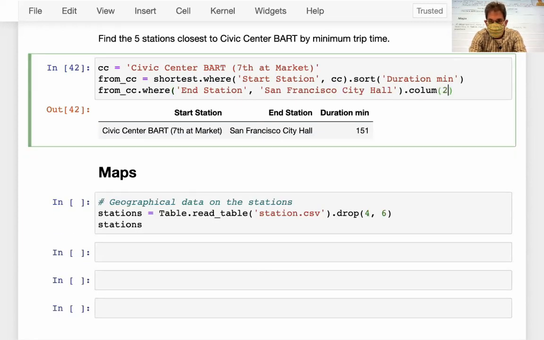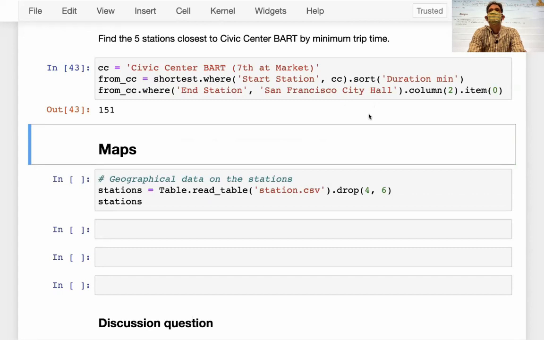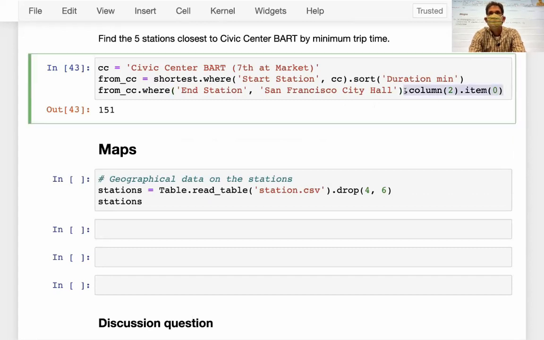Then I could get column 2, item 0 to get them out. I can tell you meant something completely different, but I don't know exactly what it is. So I think we'll try to solve it afterwards.